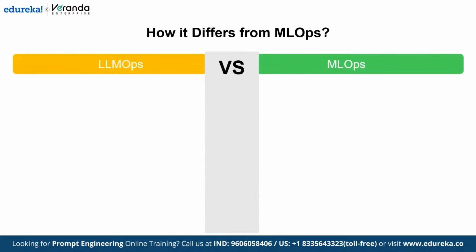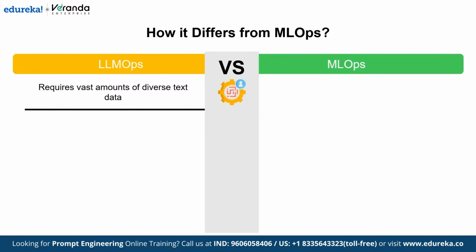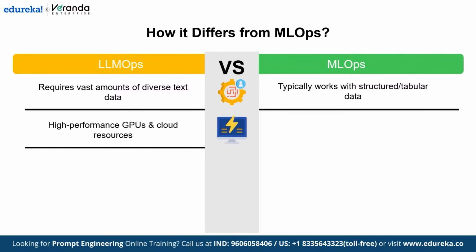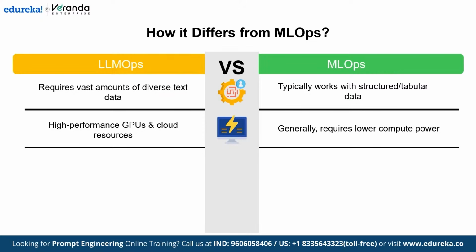Alright, so LLMOps is a specialized branch of MLOps, but it is tailored for large-scale language models rather than traditional machine learning models. So here are the key differences between LLMOps and MLOps. LLMOps differs from MLOps in several key aspects. In terms of data complexity, LLMOps requires vast amounts of diverse text data, whereas MLOps typically works with structured or tabular data. Next, compute power is another major difference, as training LLMs depends on high-performance GPUs and massive cloud resources, while traditional ML models generally require lower compute power.